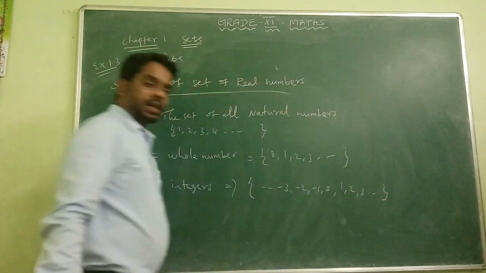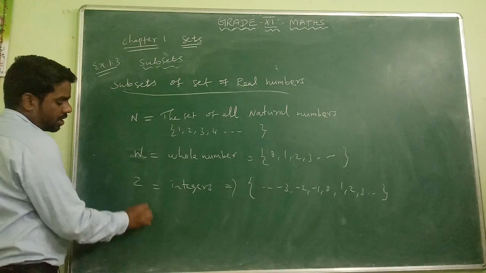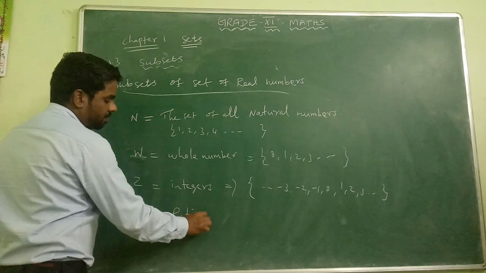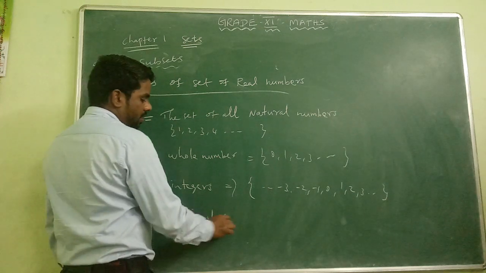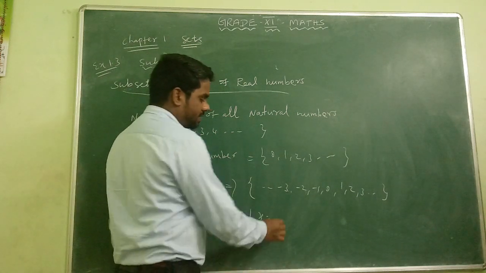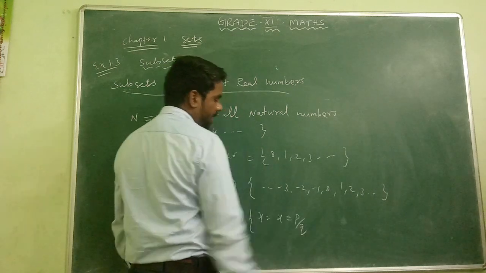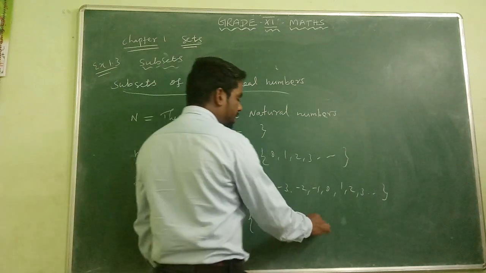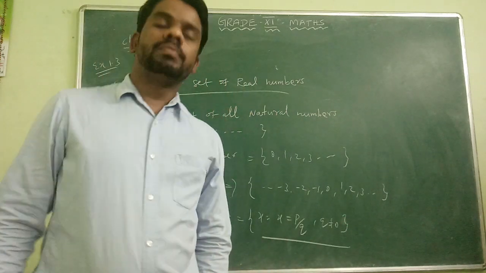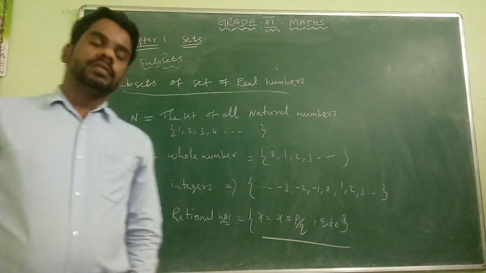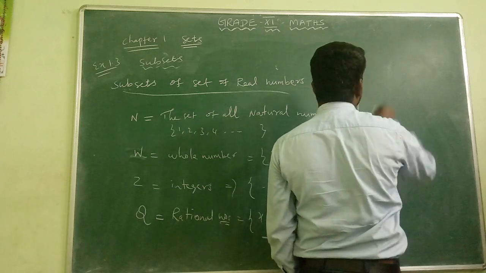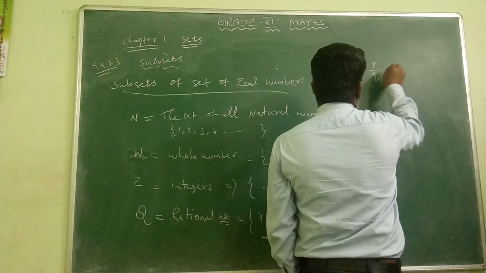Okay. And next, Q. Q means the rational numbers. You know the rational numbers concept: x such that x is equal to p by q, here q is not equal to 0. That means the set of all rational numbers is p by q, where q is not equal to 0.